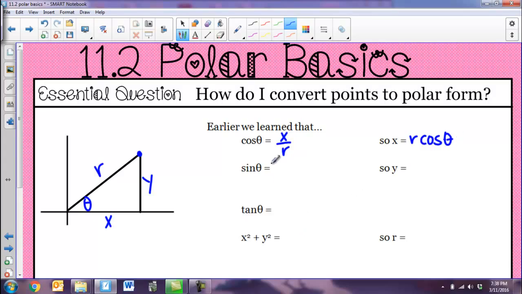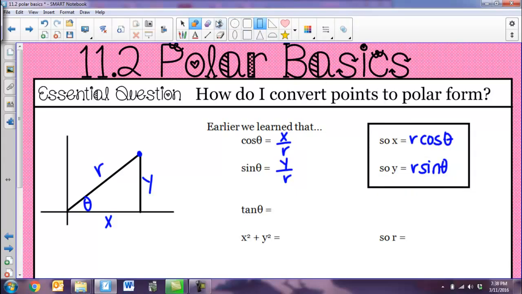Okay, similarly, I can do the same thing with sine, except that's going to be opposite over hypotenuse. And again, multiply both sides by r, so y equals r sine theta. So if you recognize this, this looks a lot like our vectors that we did a couple weeks ago. And these two formulas are what we are going to use to convert from polar coordinates to rectangular. So if you already know your polar coordinate and you want to make it into an xy form, this is the formula you're going to use.